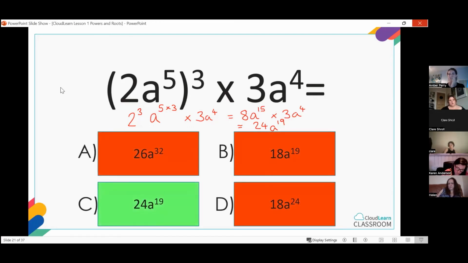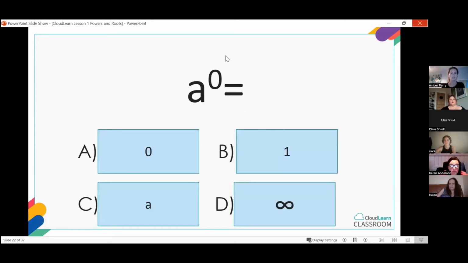Has that explained it clearly enough? If anyone would like me to explain that again, you can pop in the chat, as I can't see everyone's faces. Okay, all right, well done, really great with that one. And that was a tricky one to end on. So I'm just going to clear that and move on. Oh, turns out there was one more, sorry.